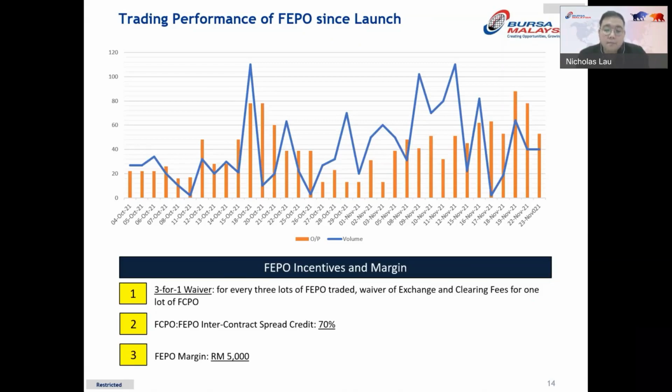The second piece of information which is useful for anyone who would like to trade FCPO and FEPO is that we have a FCPO FEPO inter-contract spread credit of 70%. So what does this mean? Currently, FEPO's margin is 5,000 ringgit, while FCPO is 7,000 ringgit. What this means is that the total amount of margins you pay would just be 30% of the 5,000 plus 7,000 ringgit margins combined. So it's kind of like a discount.